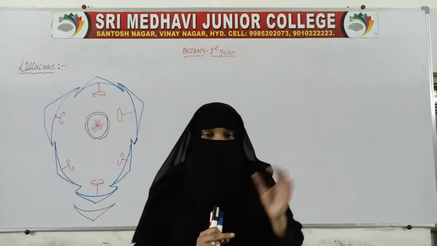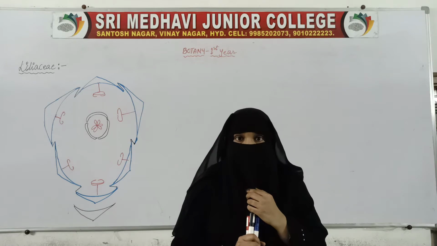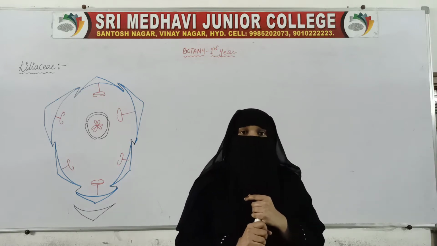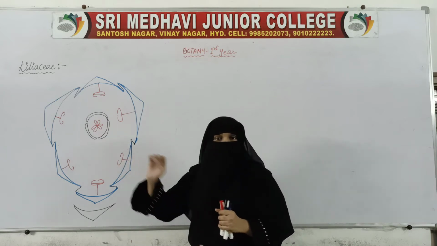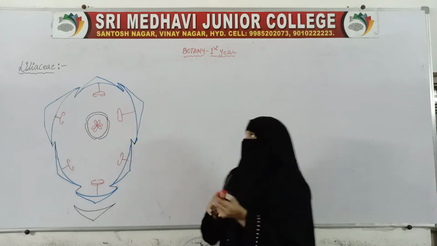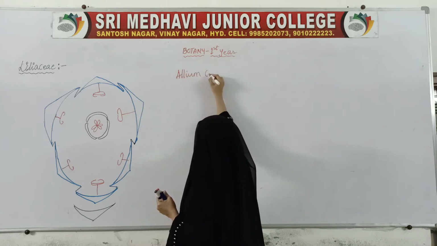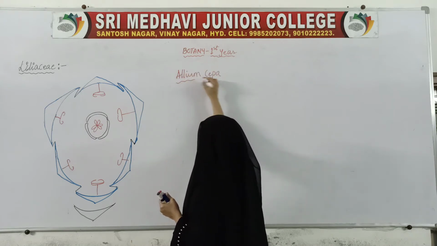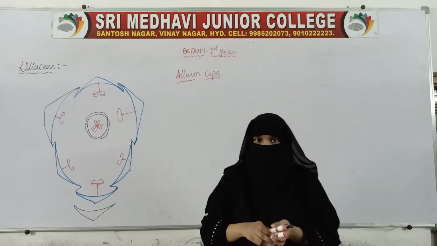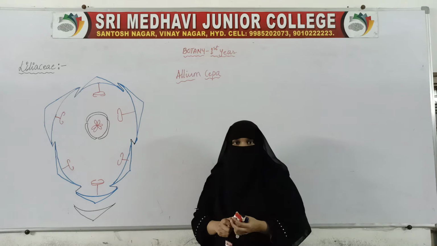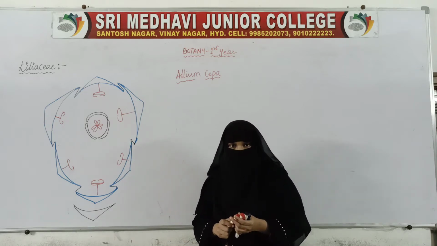Until now, by seeing the floral characters, we were drawing the floral diagram and writing the floral formula. Let us see this floral diagram first. This is the floral diagram of Allium cepa. The common name is onion. Onion is the typical representative of this family. So this floral diagram which I have drawn here is of Allium cepa.